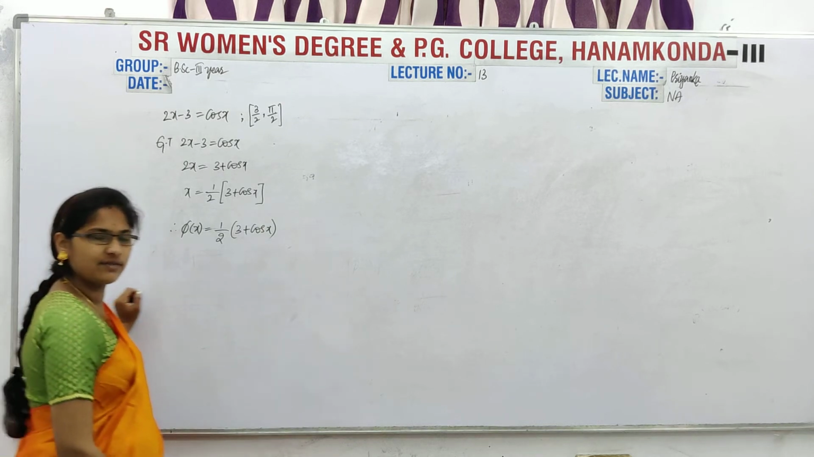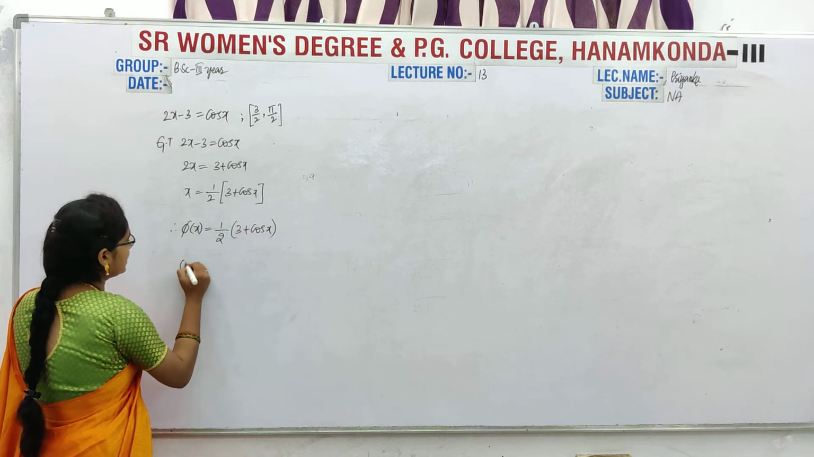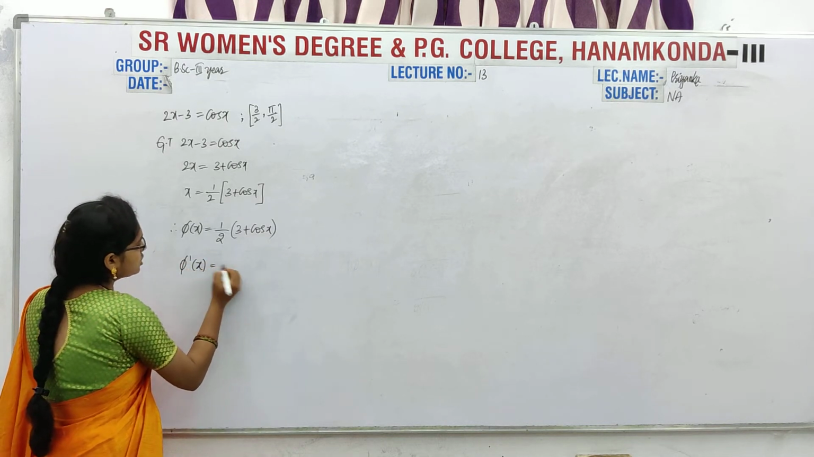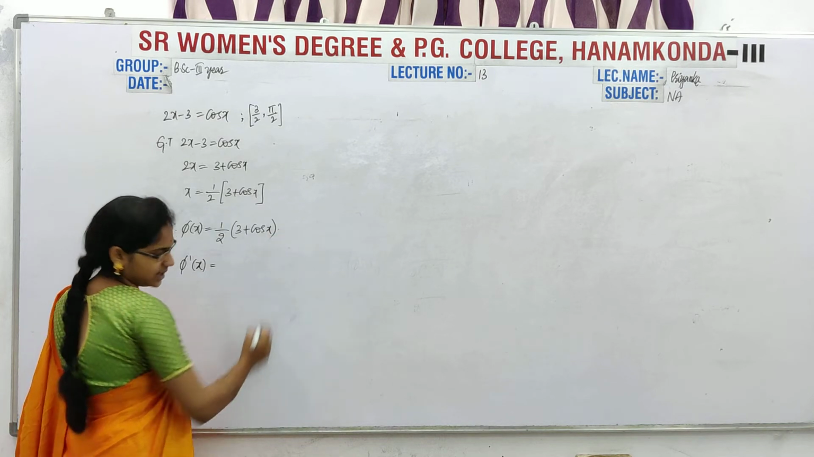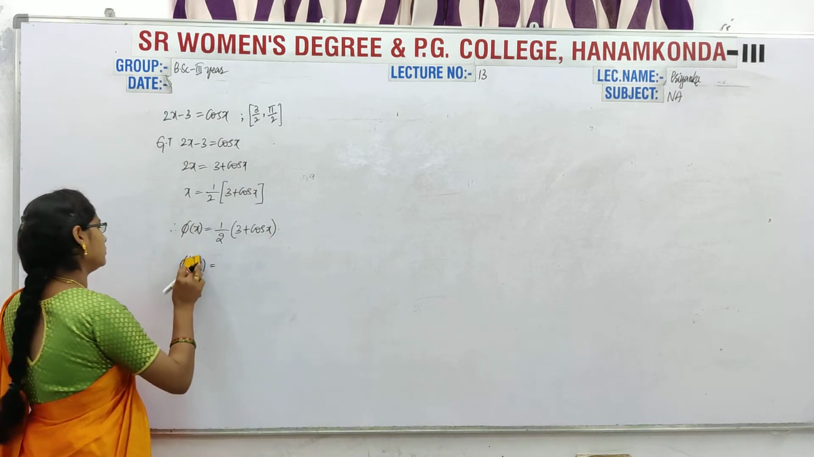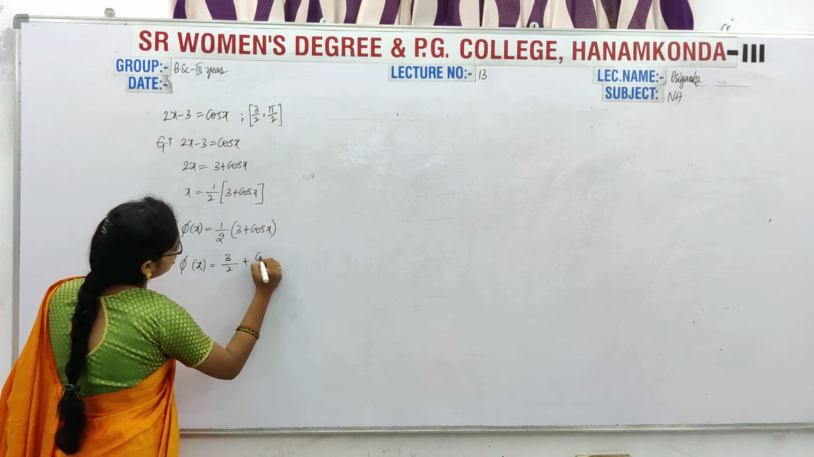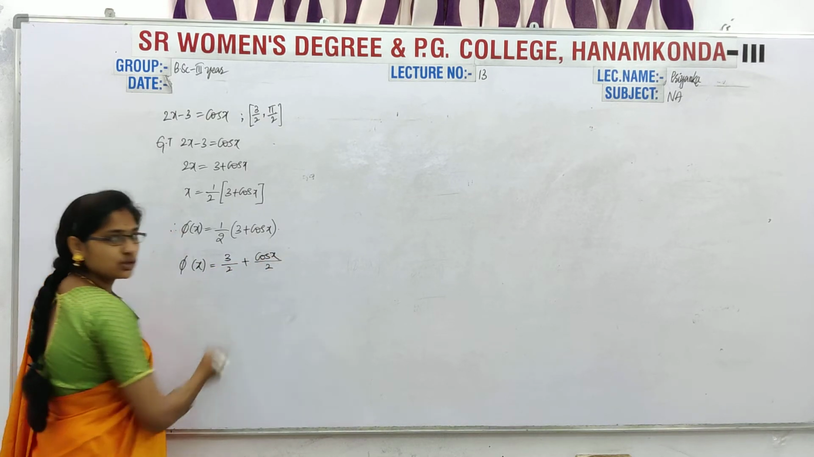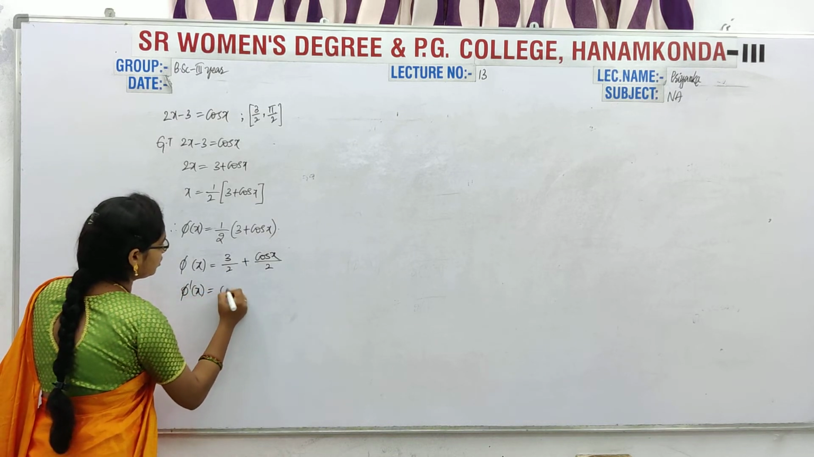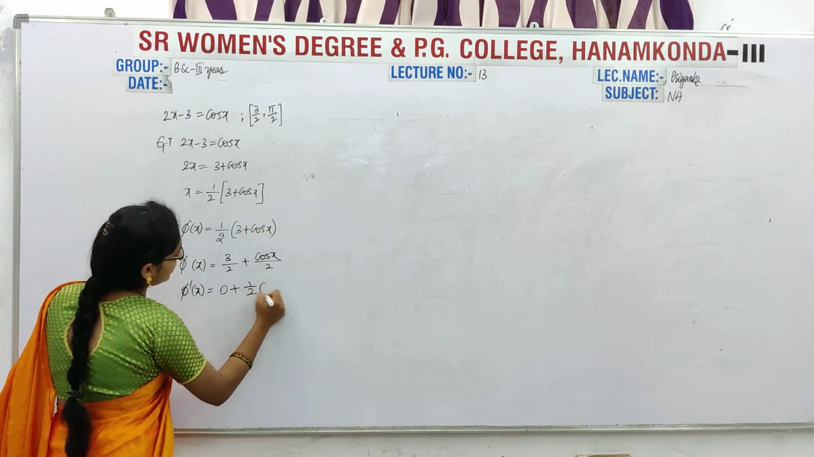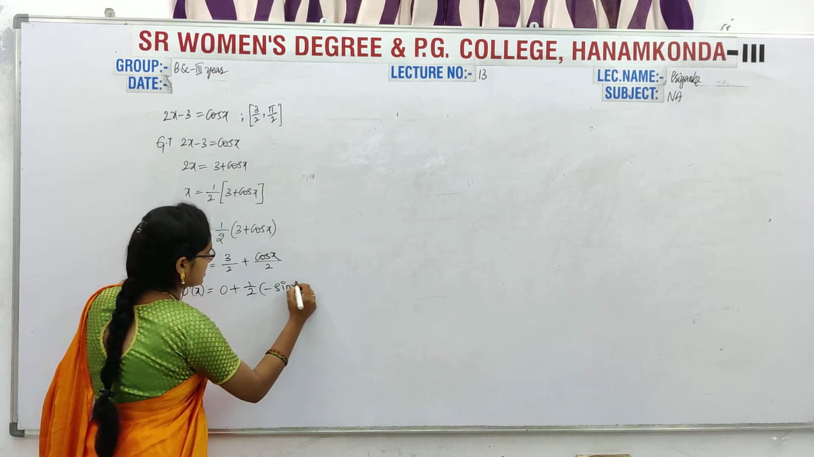So we have the function here. Next, what we have to do? We have to calculate phi dash of x. Phi of x can be written as 3 by 2 plus cos x by 2. Now take the differentiation, phi dash of x. 3 by 2 means 0, plus 1 by 2 times cos x derivative, which is minus sin x.